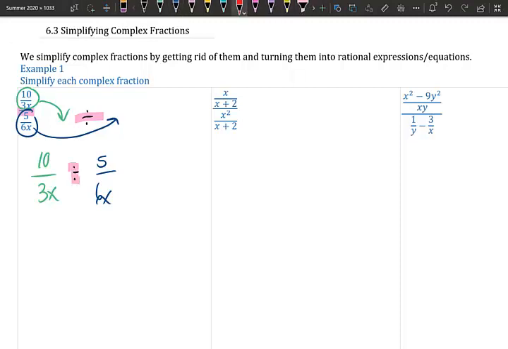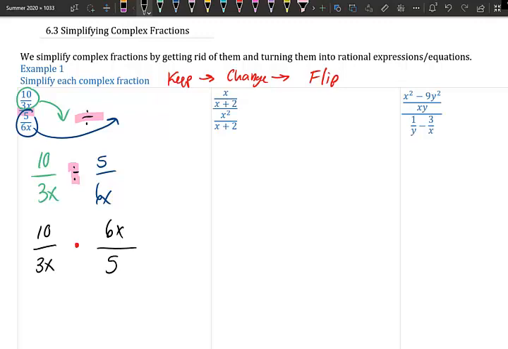So this is where we do something. It's called keep, change, flip. You have probably heard that before. So what we do is we keep the first one exactly the way it is. We change the sign to multiplication. And we flip the second one. So the second one will become 6x over 5. Cool, right?